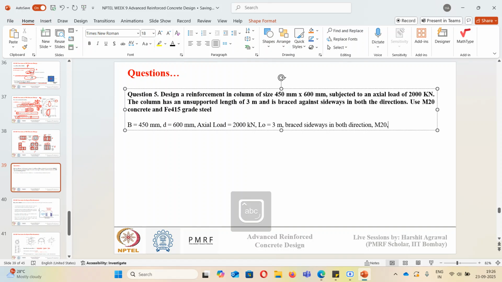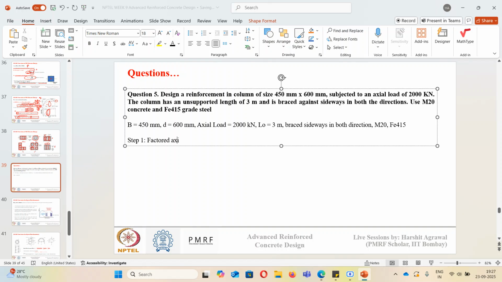M20 grade concrete we need to use, that is known, and Fe415 grade steel needs to be used, that is known to us. Okay, so step one is calculating the factored load. Always it is good practice to check the question whether a factored axial load is given or just the normal axial load. So factored axial load will be nothing but 1.5 times the axial load. So 1.5 times 2000, so it is 3000 kilonewton. Okay, that is my factored axial load.